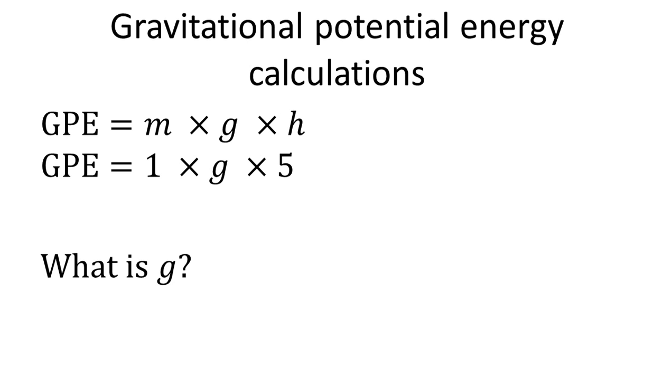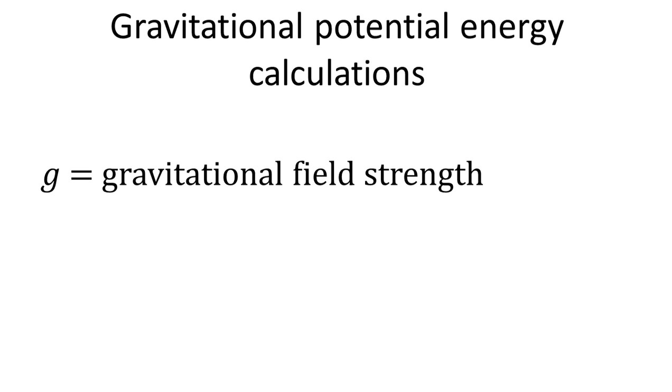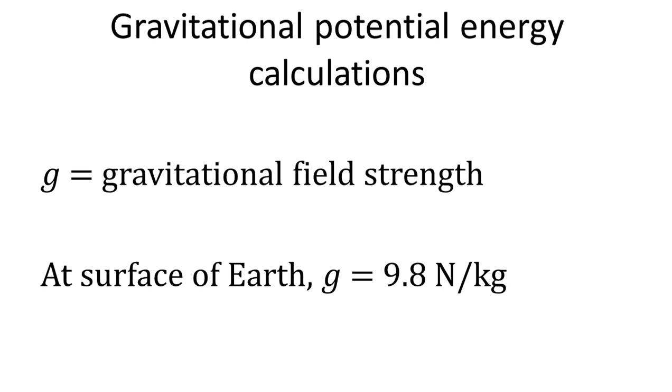But what is G? G is the gravitational field strength, and that's just fancy terms that means how strong is gravity. So all our calculations are going to happen at the surface of the Earth. And at the surface of the Earth, the gravitational field strength is 9.8 newtons per kilogram. So that means for every kilogram of mass that you have at the surface of the Earth, there is a force due to gravity of 9.8 newtons.